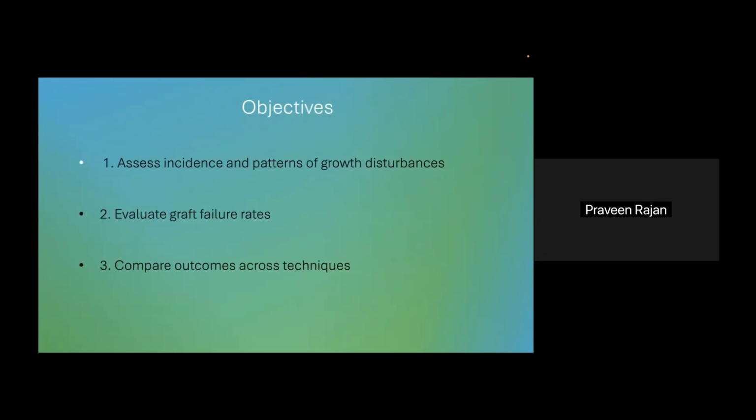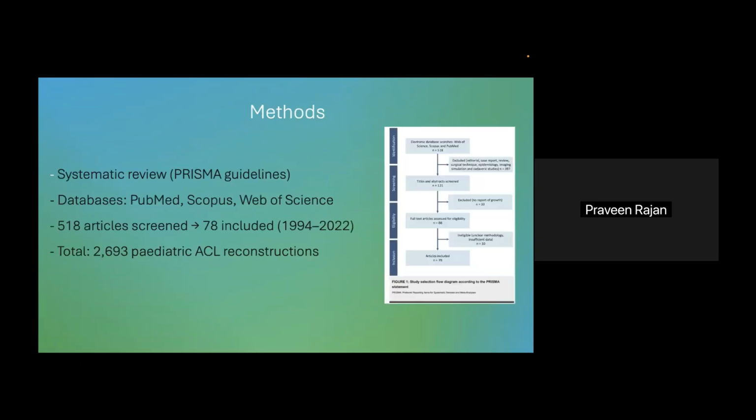The objective of this study was to assess the incidence and patterns of growth disturbances in pediatric ACL reconstructions and evaluate graft failure rates, but some of the papers in our study didn't mention graft failure rate. And also we compared outcomes across various techniques of pediatric ACLR.